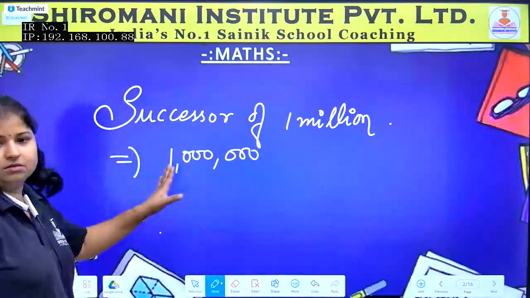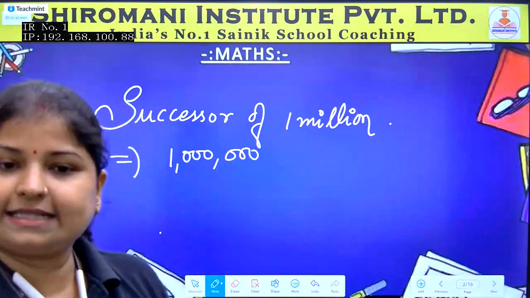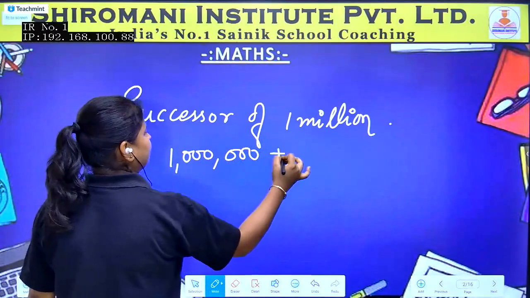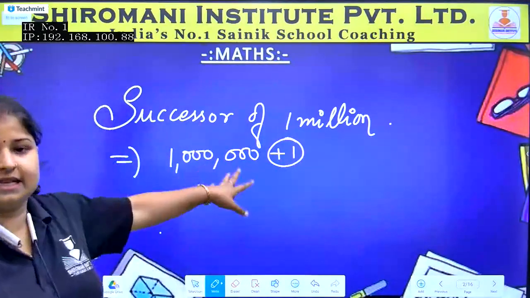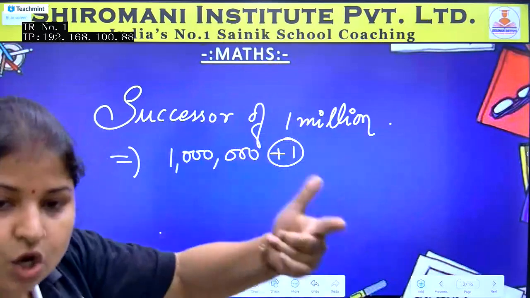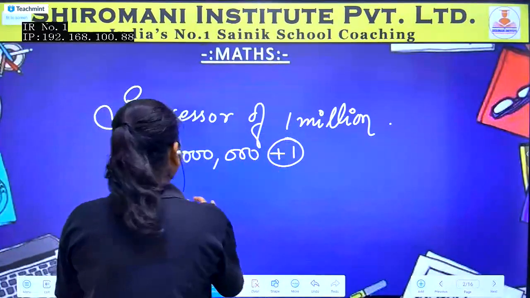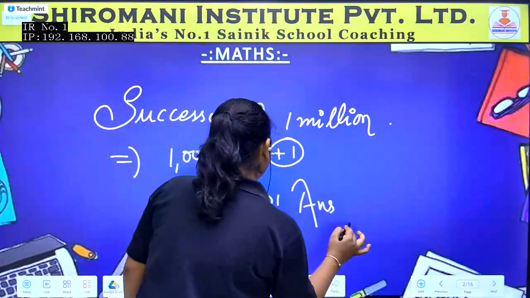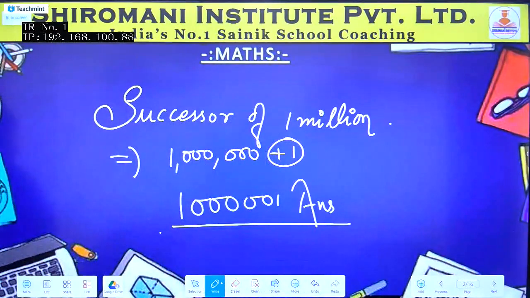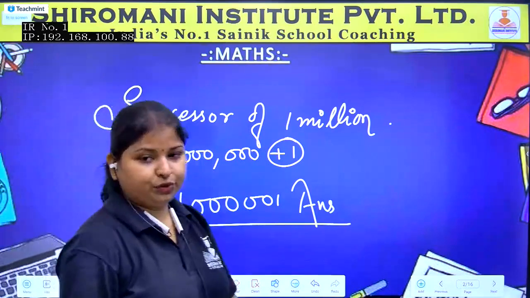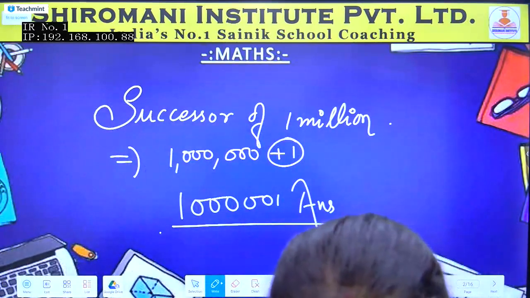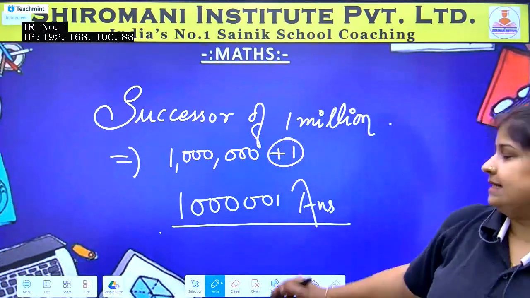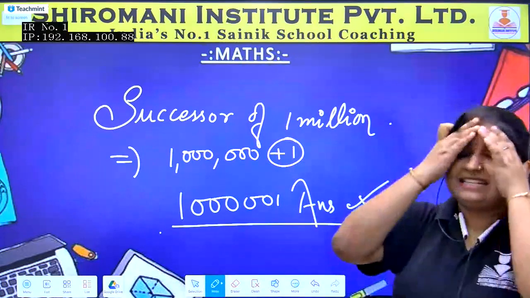1 million is this: 1 and 6 zeros. If you have to find the successor, what does successor mean? Successor means plus 1, one more. So the successor of 1 million will be 1, 5 times 0, and then 1. Due to human error, that test showed 2 million, but 2 million is the wrong answer, beta. This is the correct one.